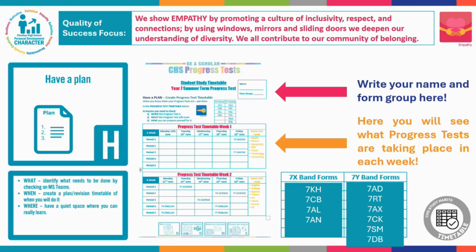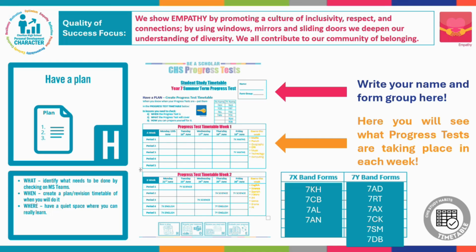So you will see on the front of your study timetable, week 1 and week 2 of progress test timetable. What we would like you to do is plot which exam you have in which slot. Okay, so let's start first of all by writing our name and form group at the top of our study planner. Now, below that, you have your week 1 and week 2 timetable.